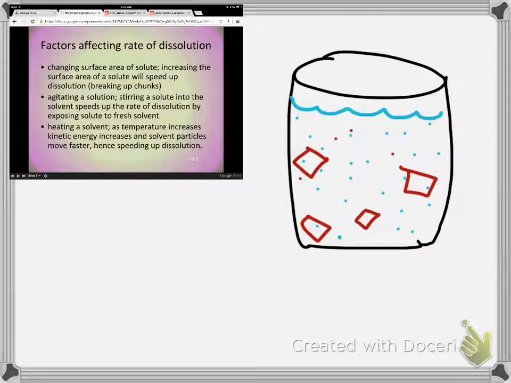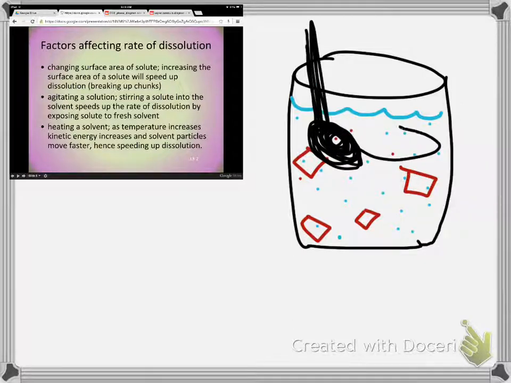If you stir, so I'm going to put a spoon in there. There's my very badly drawn spoon. If you stir this solution, what are you doing? You're increasing the kinetic energy of the particles. You're basically offering more opportunities for collision.